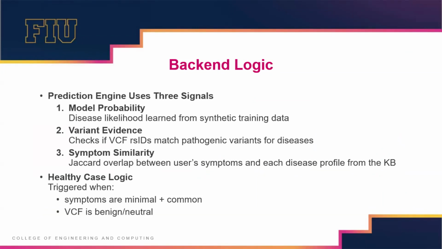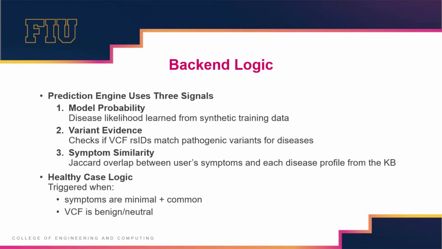The backend logic consists of a prediction engine that uses three signals. The first being the model probability, which shows the likelihood of a disease learned from synthetic training data. The second being variant evidence, which is where we check if VCF RSIDs do match pathogenic variants for diseases. And the third signal is the symptom similarity, where we use Jaccard overlap to measure between user symptoms and each disease profile from the KB.